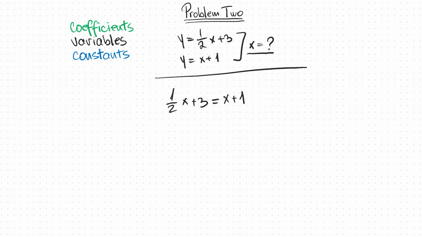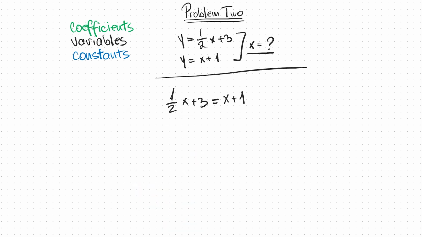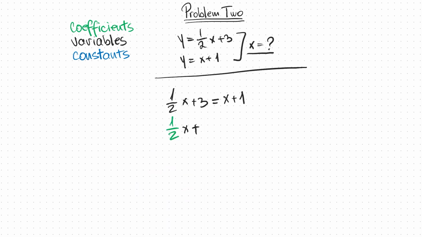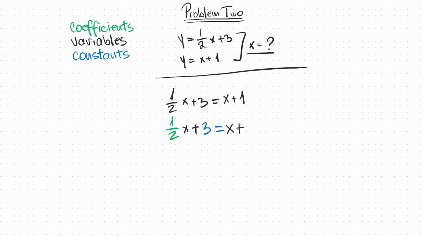Again, we're going to make sure that now we have our coefficients, variables, and constants. So that will be 1 over 2 times (x plus 3) equals x plus 1. There's not necessarily any simplification to do, so we can go straight to step number 2, which is getting all variable terms on one side of the equation and all constant terms on the other side of the equation.